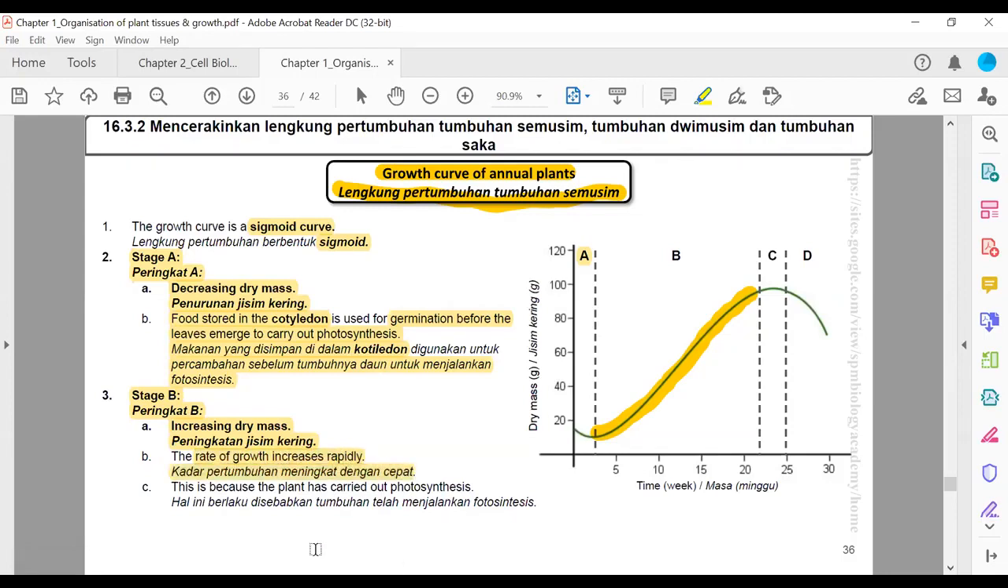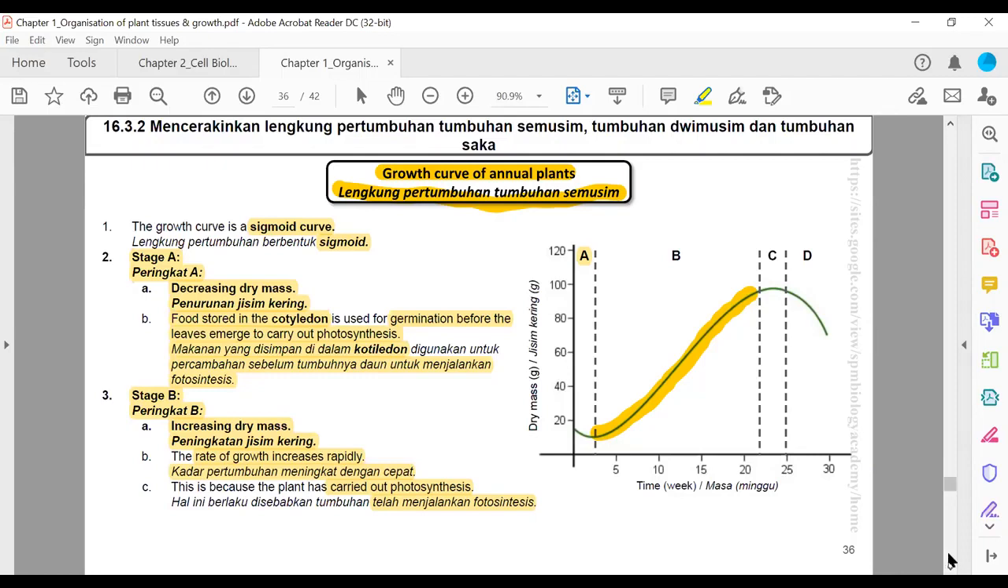They grow very fast. This is because the plant has carried out photosynthesis. Tumbuhan telah menjalankan fotosintesis. So because now leaves dah keluar, daun dah keluar, leaves emerge. Now the leaves can photosynthesize. So because the leaves are able to do photosynthesis, they can produce food, and with the food they produce, they can produce more tissues. Produce more tissues means their dry mass will increase.